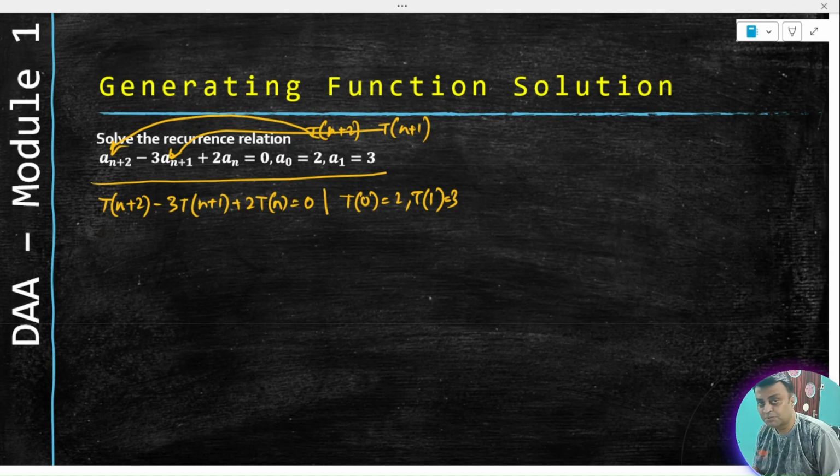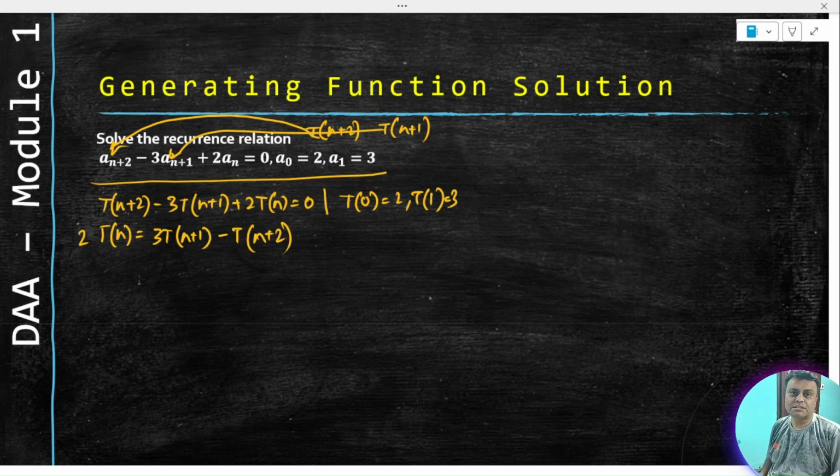You don't recognize this because it is written all in one shot. If I put it like this, 2 Tn is equal to 3 Tn plus 1 minus Tn plus 2, I just rearranged the terms. Now you recognize it: 2 Tn equal to 3 Tn plus 1 minus Tn plus 2. So this is a recurrence relation. To solve Tn, you need to know n plus 1 and n plus 2, the smaller problems, right?